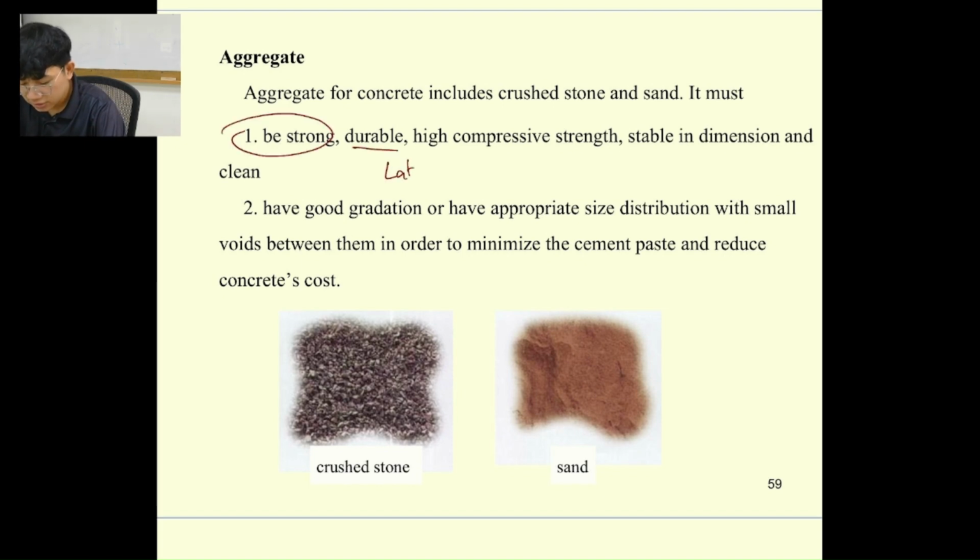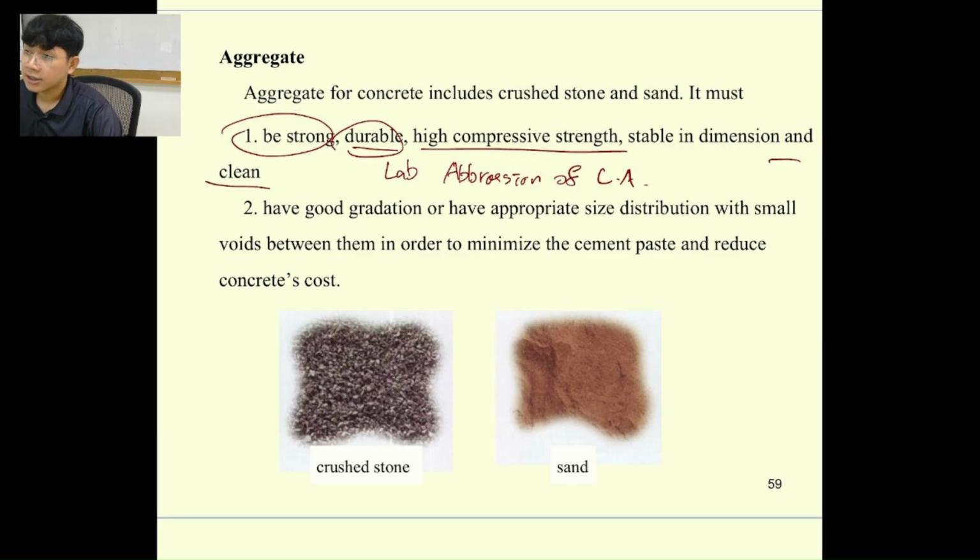Okay, we use stone and it's supposed to be strong and durable. As in lab 3, I guess you need to test for the abrasion of coarse aggregate. That one tests the durability. Then we need high compressive strength, stable dimensions, and cleanliness. That's why I told you to sieve it first at the concrete lab before using it. If you want a good gradation, for example with sand, you need to sieve it first in order to remove unwanted material. Sometimes there is inorganic material that sticks to the aggregate, so we need to remove it too.